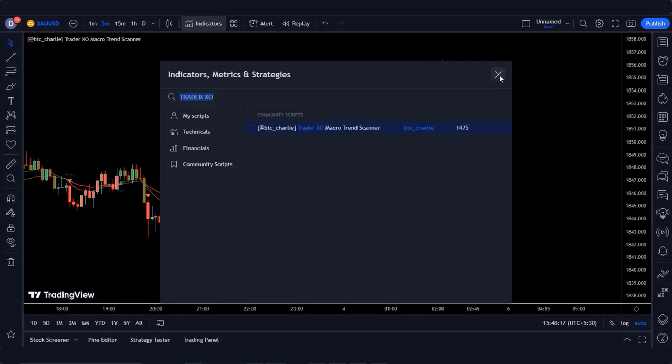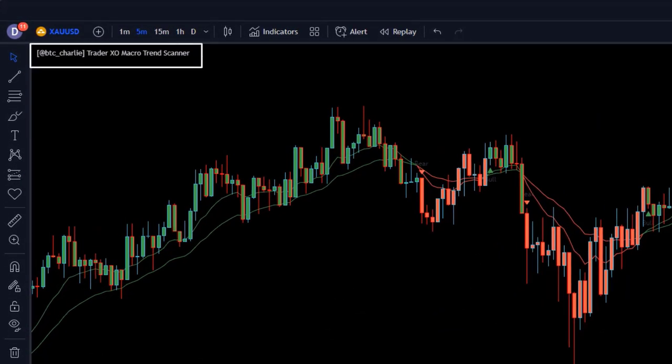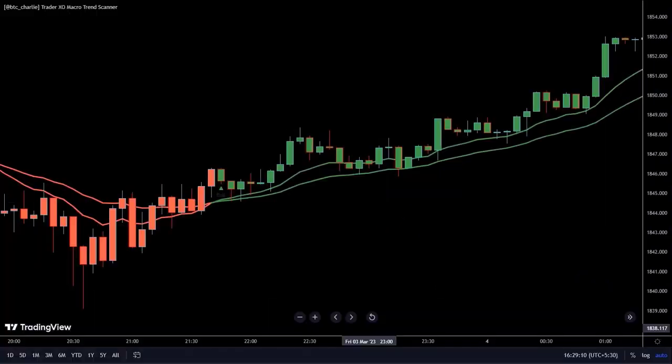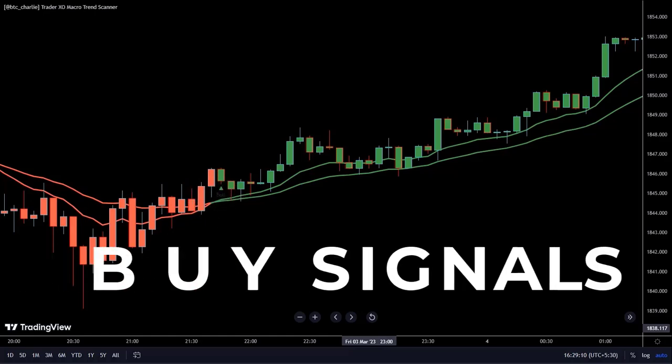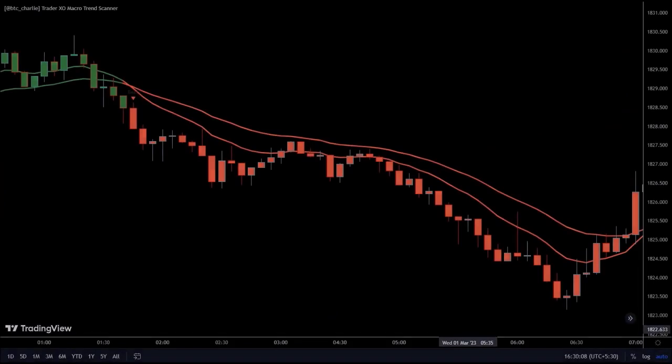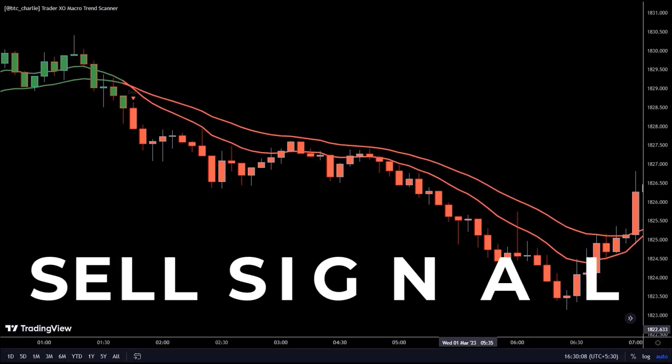Now, as you can see, TraderXO micro trend scanner is an indicator with simple and clear buy and sell signals that we're going to use to trade. This indicator contains 2 moving average graphs. This one below is the fast moving average graph and the one on the top is the slow graph. The trading signals given by the indicator are based on the crossing of these 2 lines. If the crossing is upwards, then it will give us a bullish or buy signal. Or for example, like here, if the crossing is downward, it will show a bearish or sell signal.